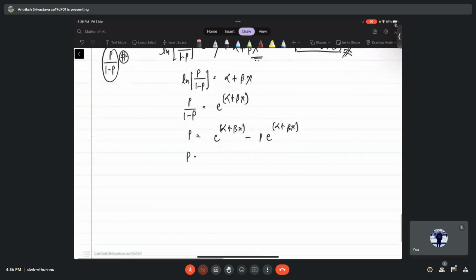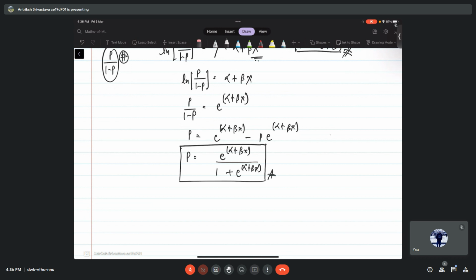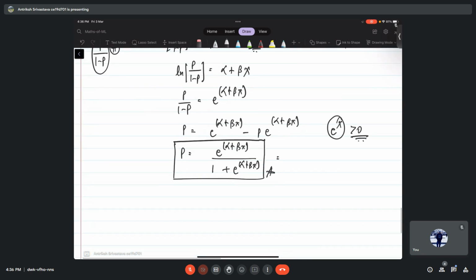Now what we get for p is this expression. Based on this itself, we can say, because we know that exponential of anything can never be negative, it is always greater than zero, that it is going to be a positive number divided by 1 plus that positive number. So it is never going to exceed 1, since the denominator is always more than the numerator.